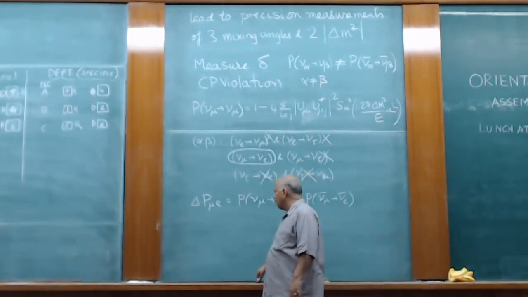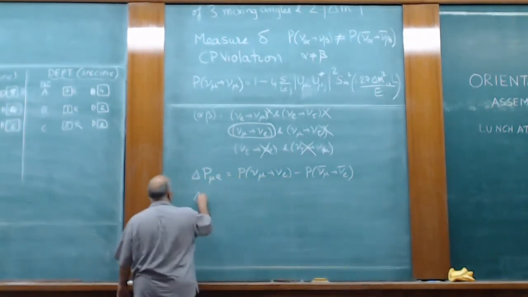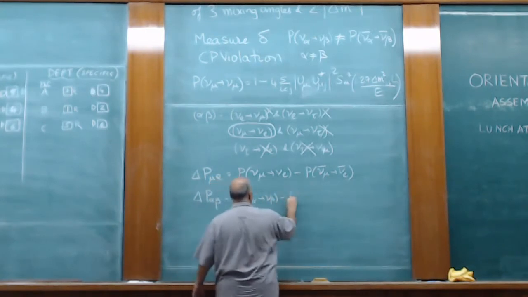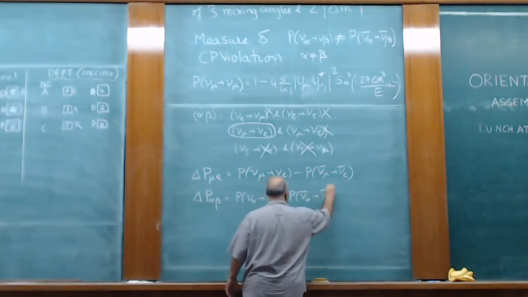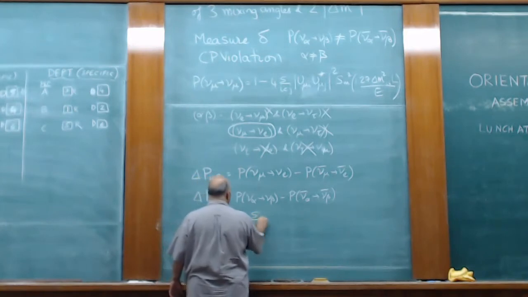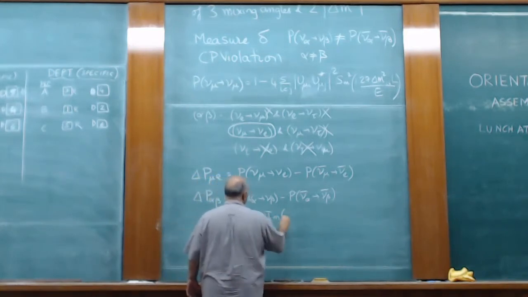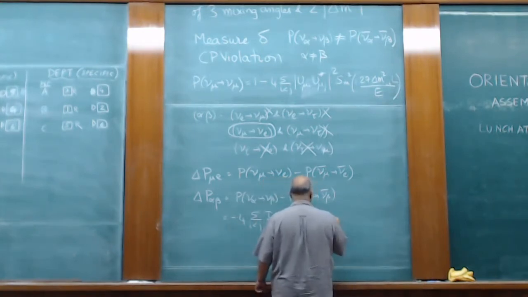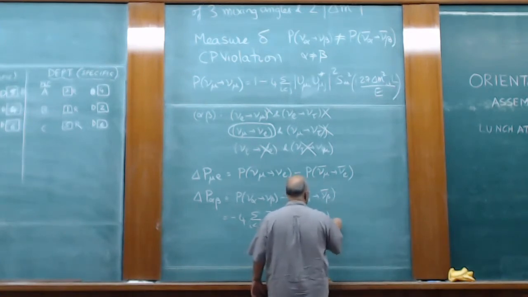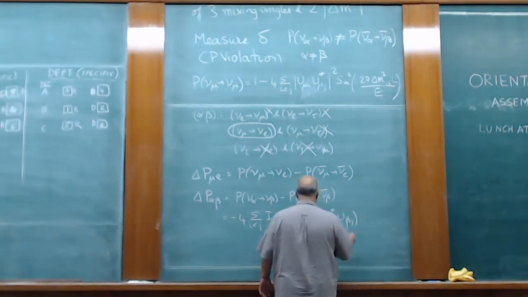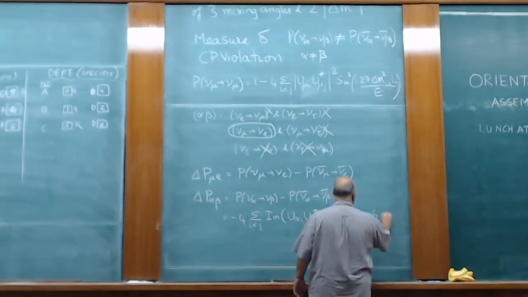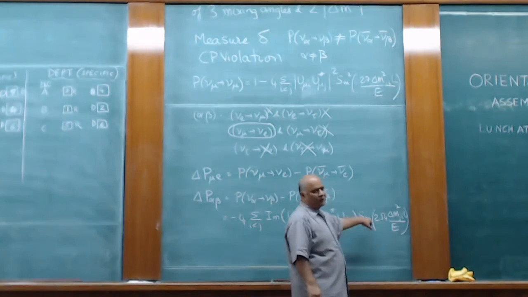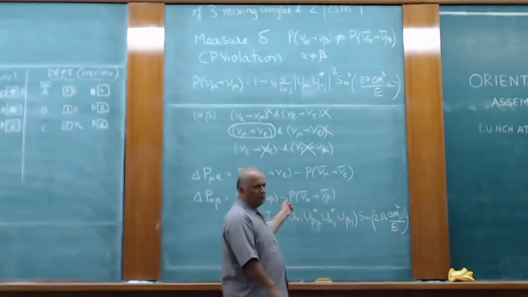Before we discuss this in more detail, let us in general consider delta P alpha beta. This is P mu alpha to mu beta minus the anti-neutrino probability, and this is minus 4 times the sum over i less than j of the imaginary part of U alpha i U beta i star U alpha j star U beta j, times sine of 0.54 delta m squared L over E. This is proportional to sine, not sine square. The CP violating term goes as sine.